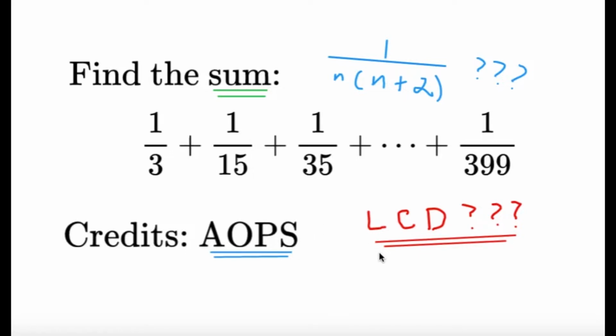Well, I guess the first instinct is, okay, let's try to get the LCD, but this doesn't seem to be promising because we have a lot of numbers and 399 is kind of large. But playing around with numbers, one might see that we technically have a pattern. The fractions are of the form 1 over n times n plus 2. And if you have that instinct, then you are correct. We're going to use that in solving this item. So let's dive into the solution.